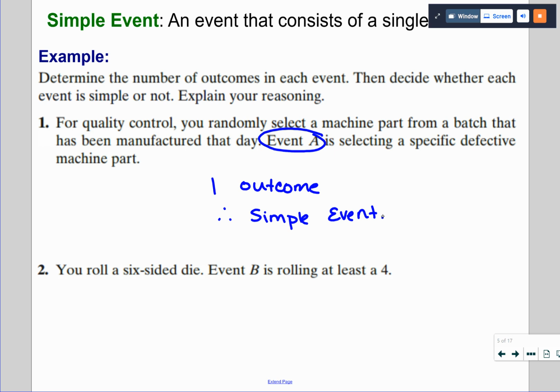Okay. Number 2, you roll a 6-sided die. Event B is rolling at least a 4. So if I roll at least a 4, what are ways for that to happen? I could roll what?